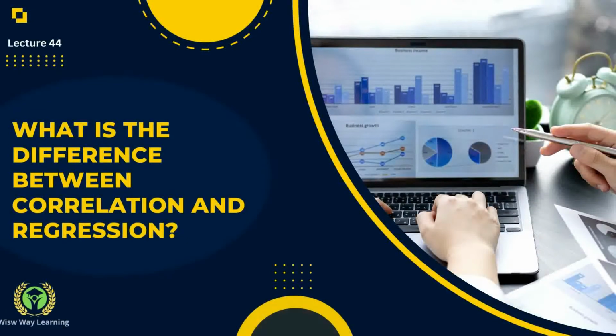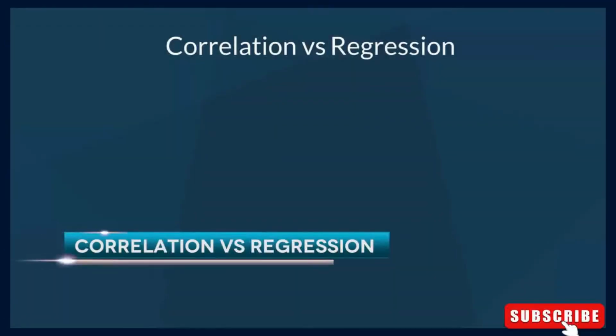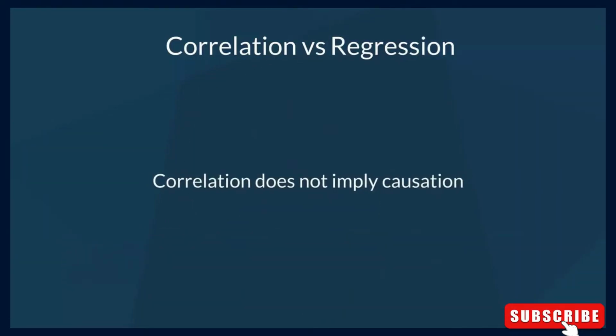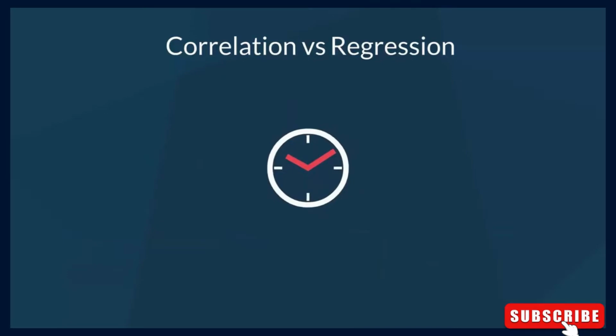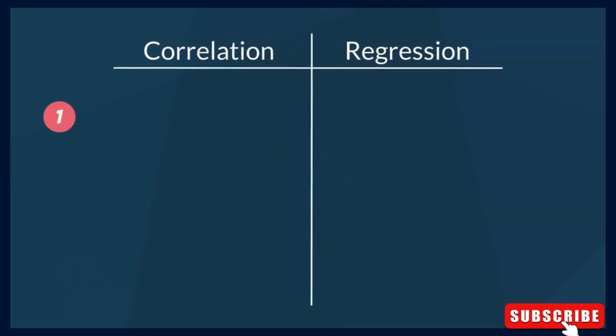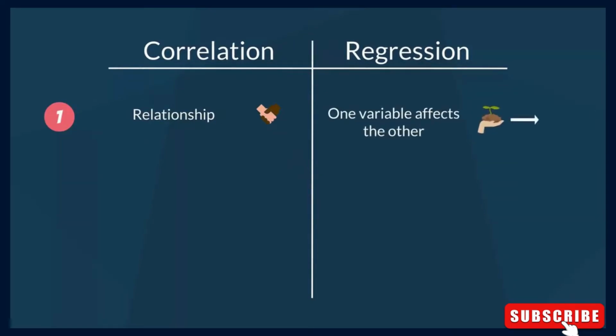Lecture 44. What is the difference between correlation and regression? Before we go any further, what did we say about correlation? Correlation does not imply causation. Let's spend one more minute on that. First, correlation measures the degree of relationship between two variables. Regression analysis is about how one variable affects another or what changes it causes to the other.